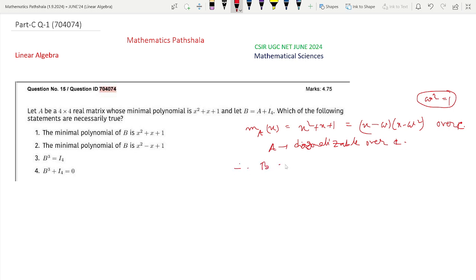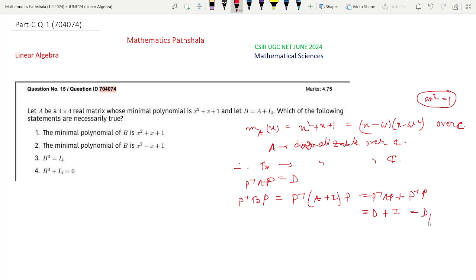Now we have B is also diagonalizable over C, because when A is diagonalizable, then we have P inverse AP equal to some diagonal matrix D. So from here we can easily prove that P inverse BP is also a diagonal matrix. P inverse BP, where B is A plus I4, we are writing simply I. So this is actually P inverse AP plus P inverse IP, that is P inverse P. So this is D and this is I. So both are diagonal matrices and their sum is also a diagonal matrix, say D1. So we have B is diagonalizable over C.